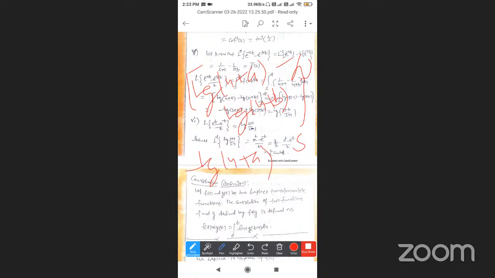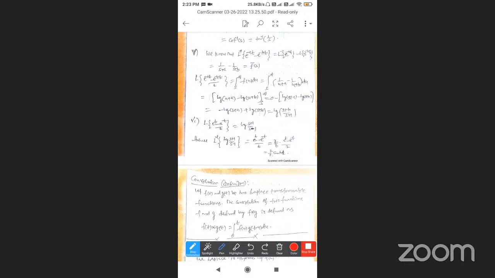So with s plus a by s plus b, we get minus log of s plus a plus log of s plus b. This is the log a plus b, a minus b formula. So what happens? Log of (s plus b) by (s plus a). That is the formula.